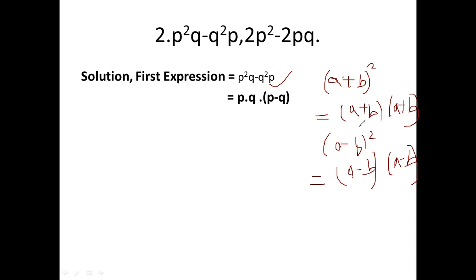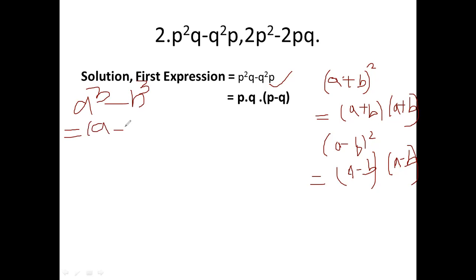a plus b whole square is a plus b into a plus b, and a minus b whole square means a minus b into a minus b. Sometimes an algebraic expression may be given in this form also. Look here, a cube minus b cube may also be given. Then we find its factorization in this form, look here, students.